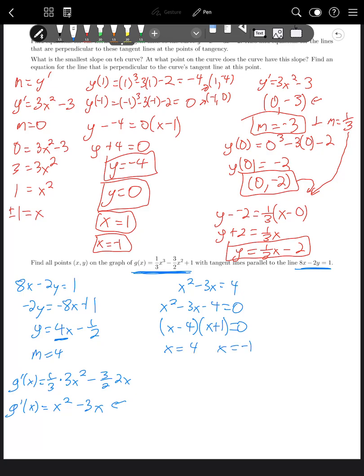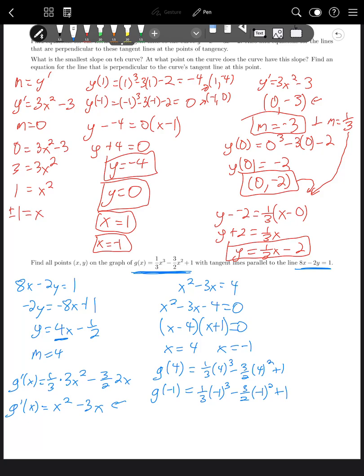And then you just have to find the ordered pairs in the original function that go with those x coordinates. So that's going to be g of 4 and g of negative 1. So that'll be 1/3 times 4 cubed minus 3 halves times 4 squared plus 1, and 1/3 times negative 1 cubed minus 3 halves times negative 1 squared plus 1. And here's a good place to use a calculator. I'm going to use a calculator to figure this out.